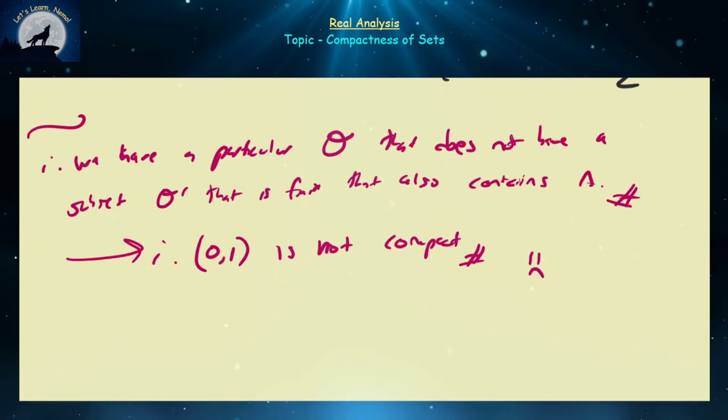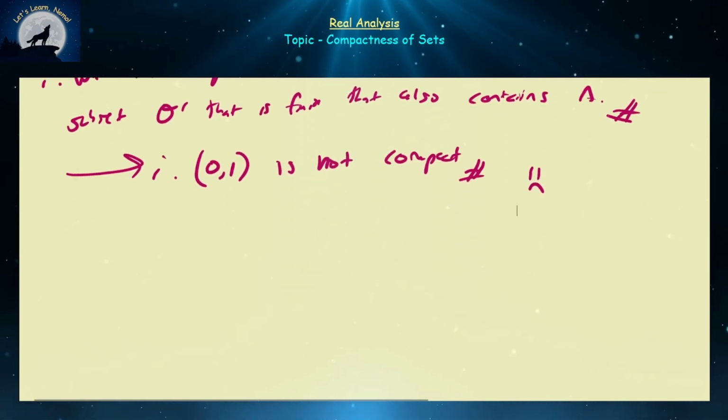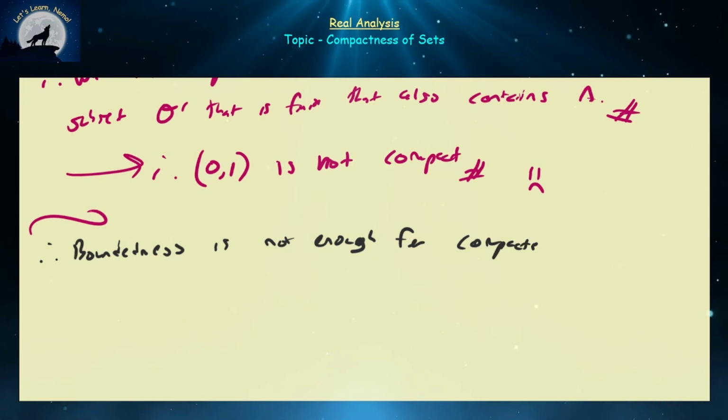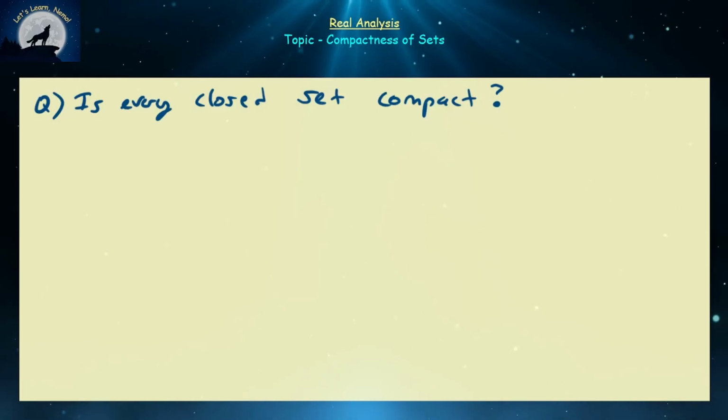So what can we conclude from this very basic example? That means that boundedness is not sufficient for compactness. So is there any other property for sets that might help us guarantee that a set is indeed compact? So far we have that boundedness isn't enough for compactness, so every bounded set is not necessarily compact. Another natural question you could ask is, well, what about closed sets?